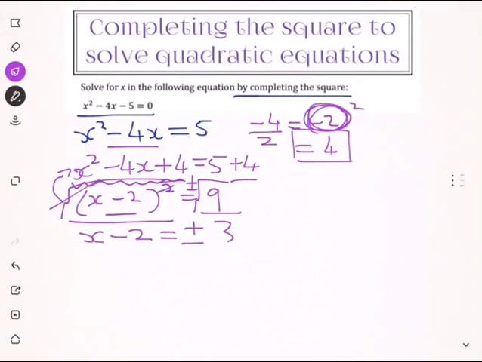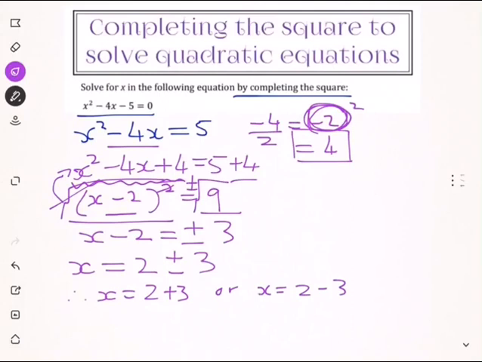This becomes now a simple equation to solve. We're going to take over that minus 2 to the other side, which becomes positive 2. We're going to retain that plus minus 3. Now we can do these two as separate: we're going to go 2 plus 3 and we're going to go 2 minus 3. So, therefore, x is equal to 2 plus 3, or x is equal to 2 minus 3. So x is equal to 5, or x is equal to minus 1. These are your two answers.